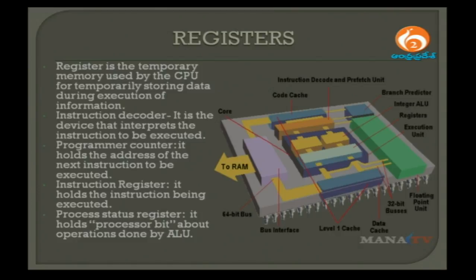And then we have 32-bit buses, and then the data cache, and then the level 1 cache, and then the bus interface, and then we do have a 64-bit bus. All this information will go to the RAM. So this is what you just have to remember when I am talking about the registers.